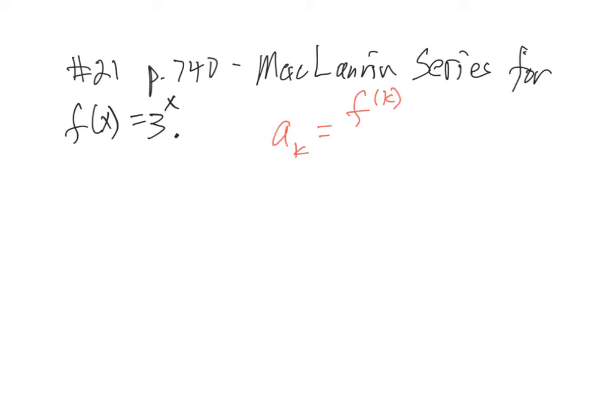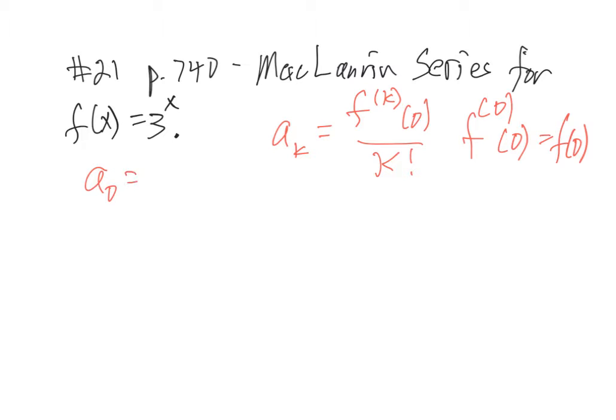evaluated at 0 over k factorial, where the so-called 0th derivative is just the value of the function. So a sub 0 is 3 to the 0 equals 1.